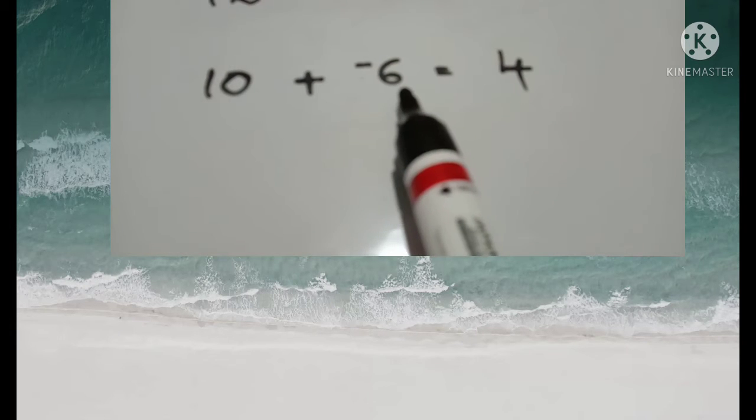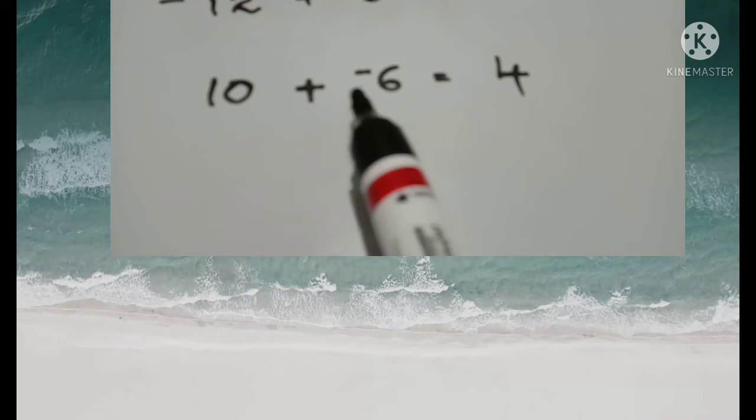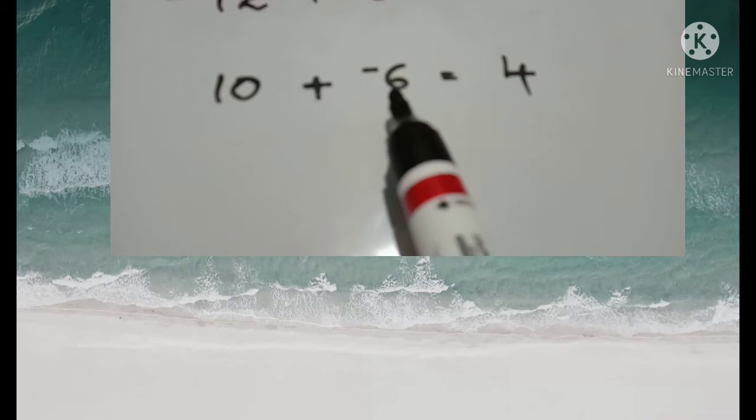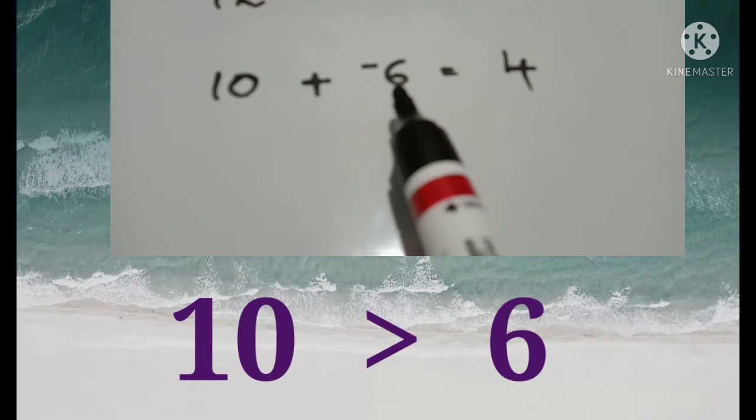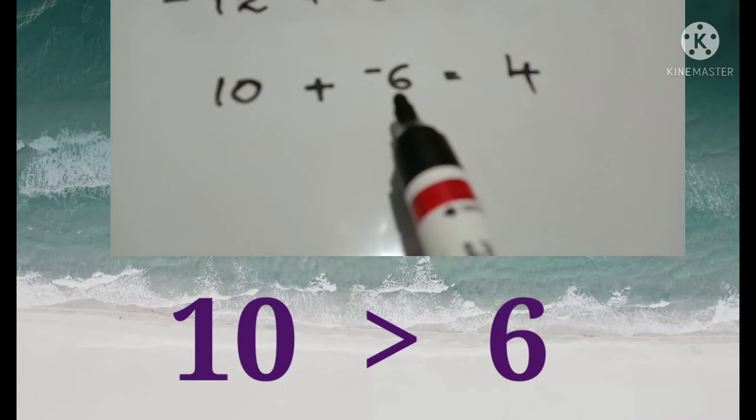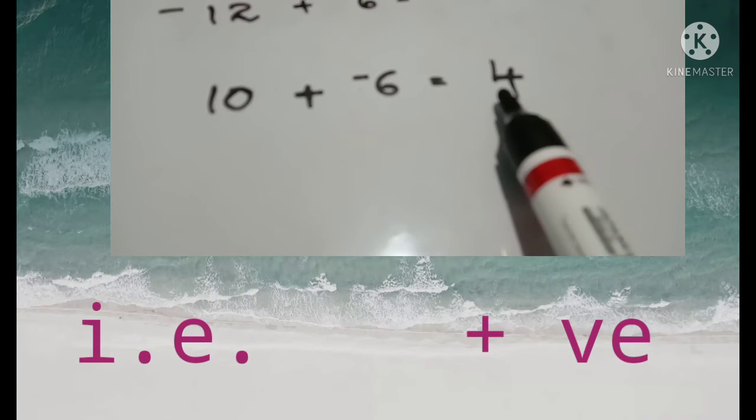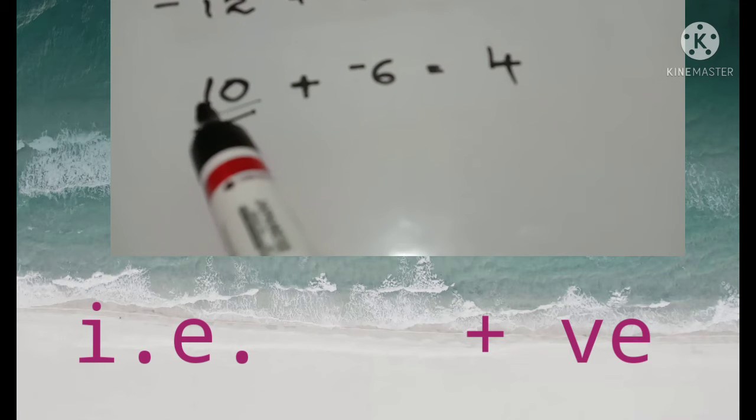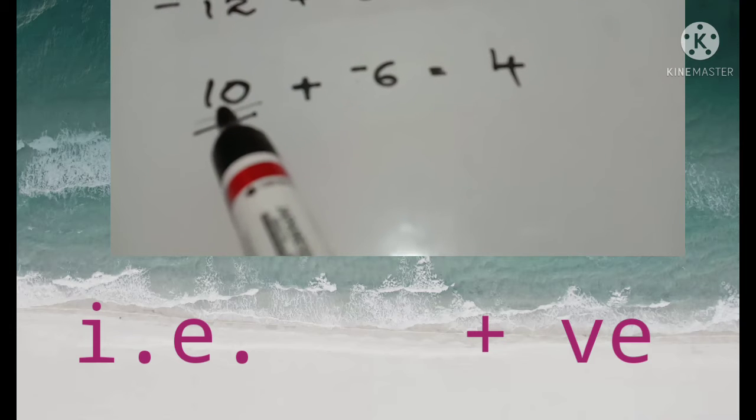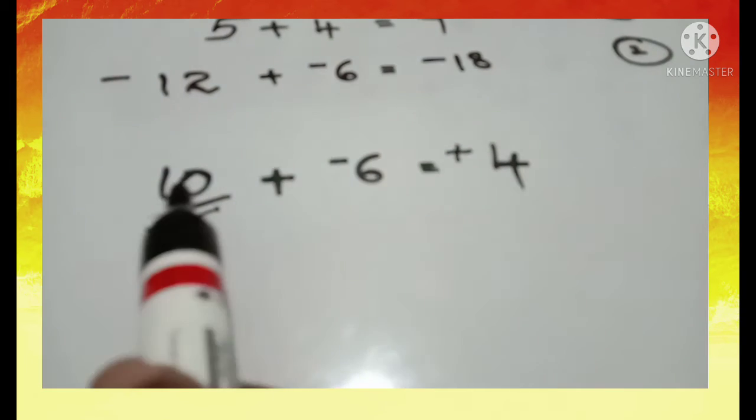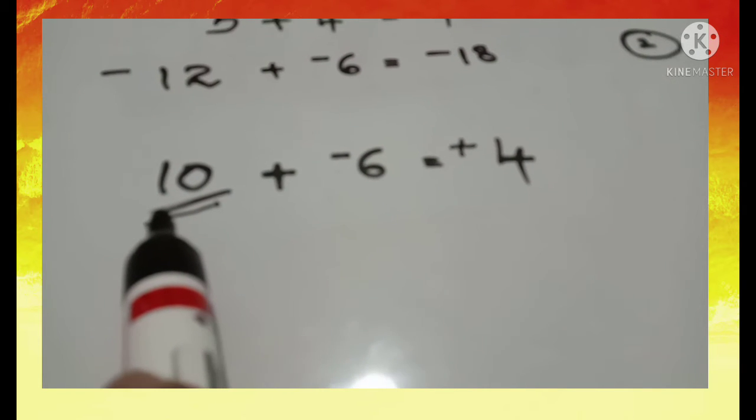Look only at these numbers, and check which number is greater. Out of these two numbers, which number is greater? Whether 10 is greater or 6 is greater. Yeah, from these two numbers, you know that 10 is greater than 6. Right? So, in the answer, you have to give the sign of 10. Because 10 is greater. The number which has the greater value, that number's sign you have to put here. So 4 is positive. Okay, we are giving the sign of the number that has the greatest value.